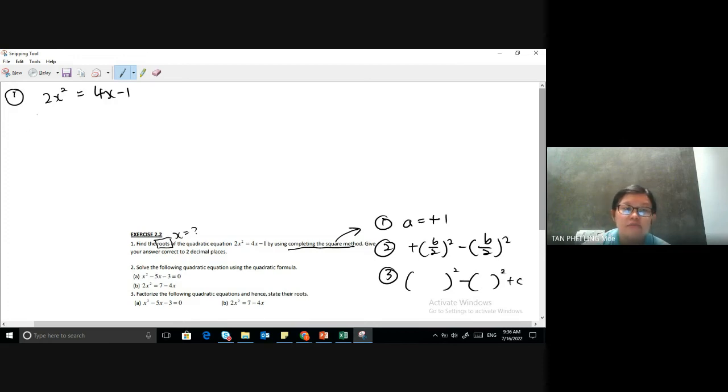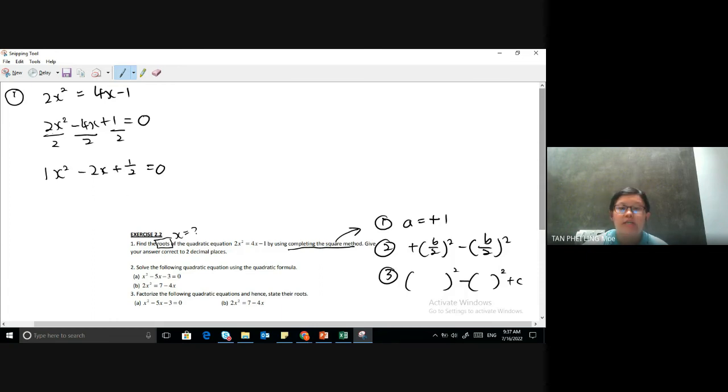Now for the first step, we must make a equal to 1. So we put everything to one side first: 2x squared minus 4x plus 1 equals 0. Now is our a equal to 1? No, right? So we must take out the 2. How to make 2 become 1? We divide each term by 2. Am I right? So now we will have x squared minus 2x plus 1 over 2 equals 0. So now you have a nicely equal to 1.